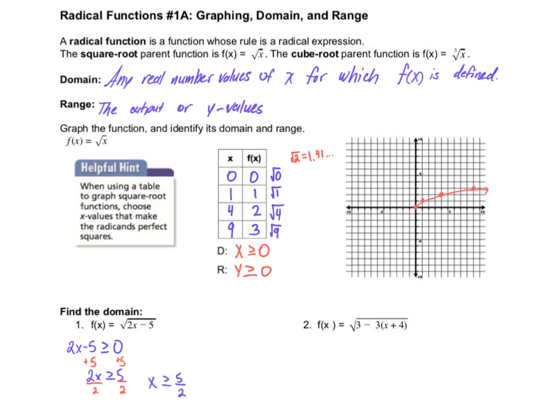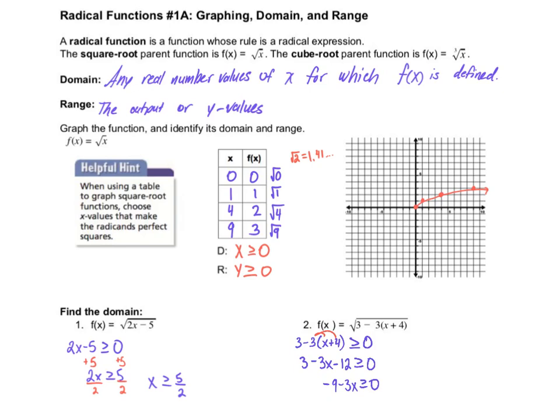If we jump over to number 2, we want 3 minus 3 times parentheses x plus 4. That's what's being square rooted. So we need that to be greater than or equal to 0. Just to make this easy, let's distribute this 3 in. So we get 3 minus 3x minus 12 is greater than or equal to 0. If we combine the 3 and the minus 12, we get negative 9 minus 3x is greater than or equal to 0.